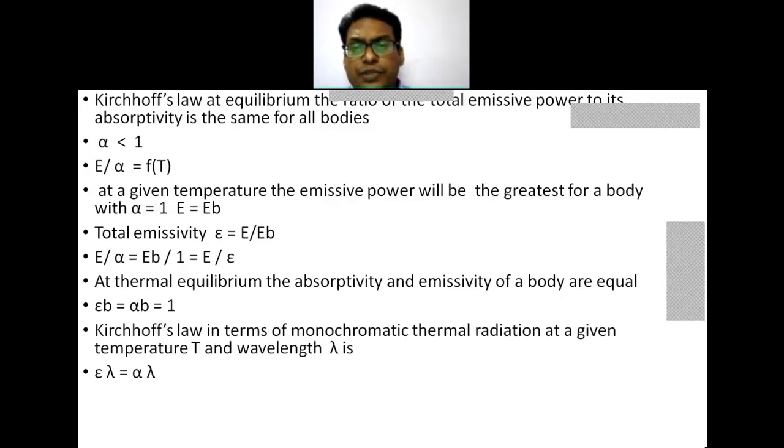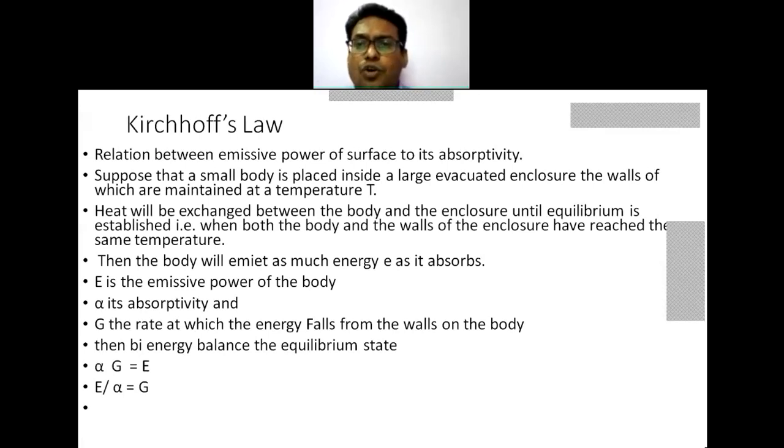So at thermal equilibrium, the absorptivity and emissivity of a body are equal. That is, the absorptivity alpha b of a black body and the emissivity of a black body will both equal 1, which means they are in equilibrium. Kirchhoff's law talks of equilibrium. Kirchhoff's law in terms of monochromatic thermal radiation at a given temperature T and wavelength lambda is given as epsilon lambda equals alpha lambda. That means the monochromatic emissivity will be the same as the absorptivity for that monochromatic radiation. So this is all about the different laws of radiation.